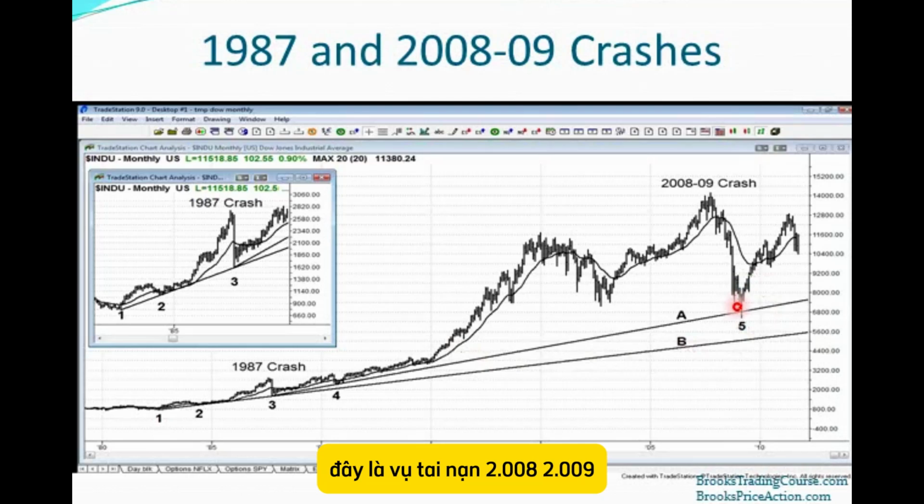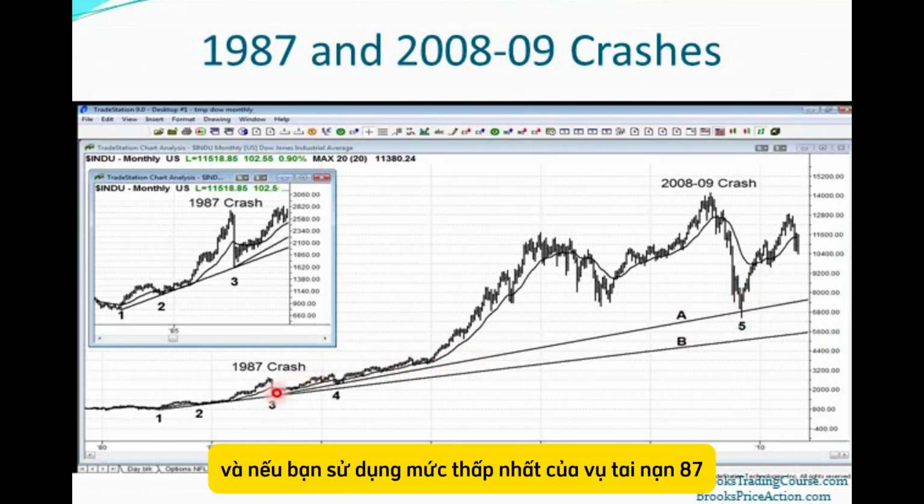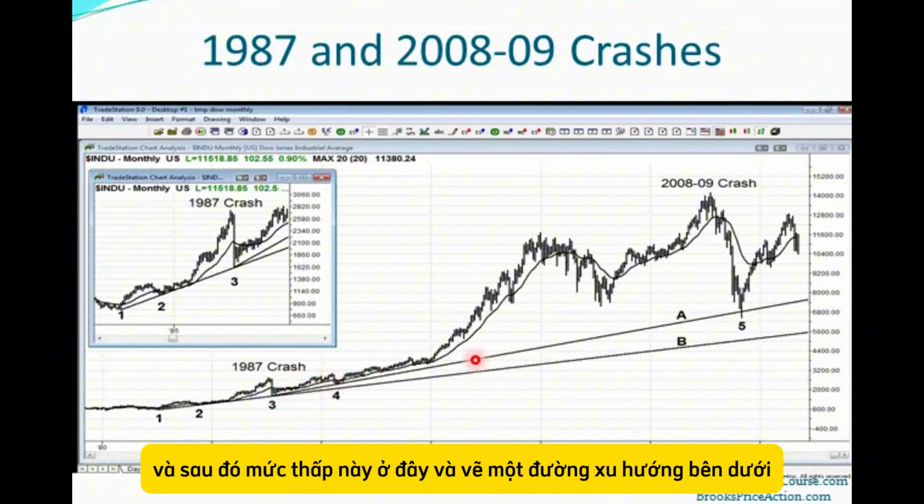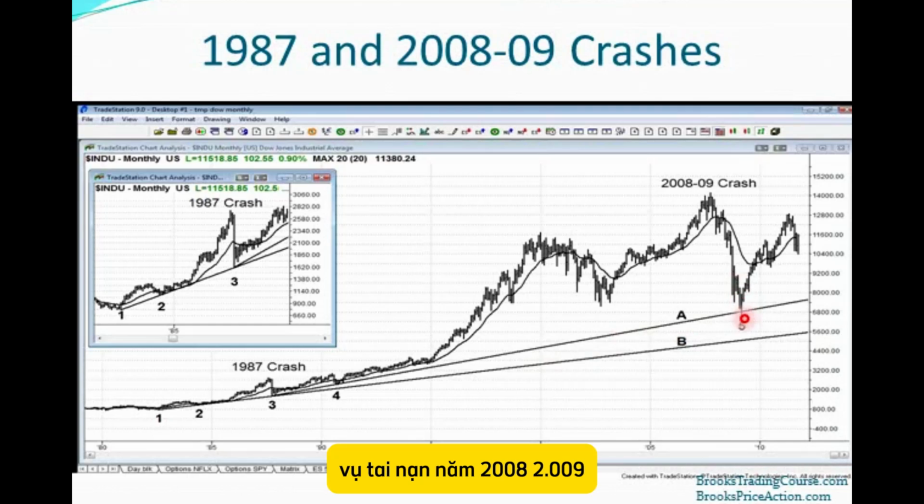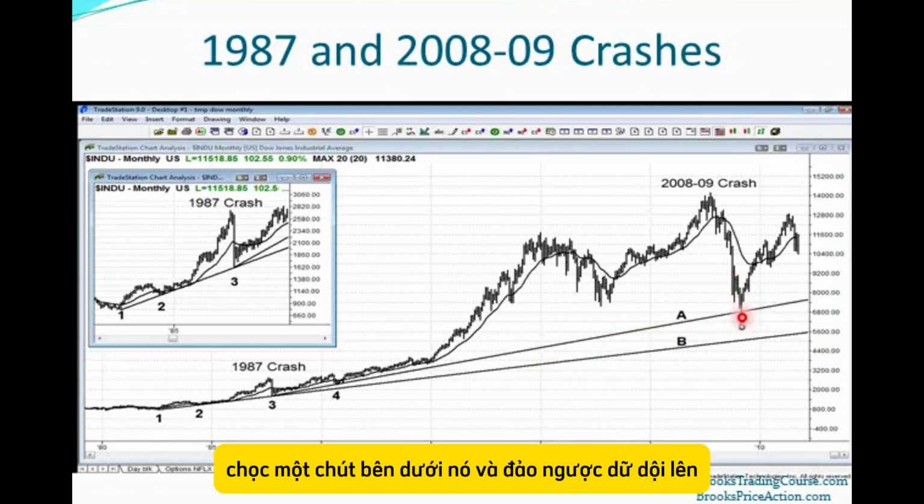Here's the 2008-2009 crash. And if you use the low of the 87 crash and then this low here and draw a trend line below, the 2008-2009 crash poked a little bit below it and reversed violently up.